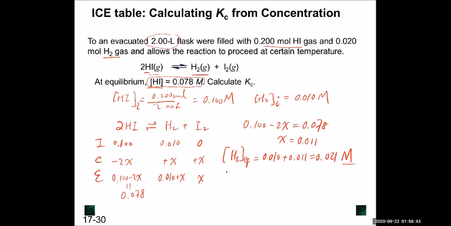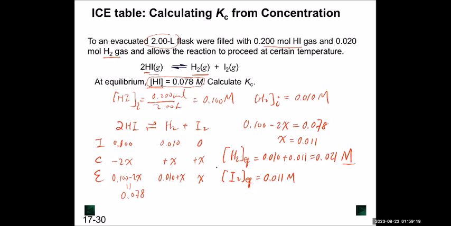And same thing with I2. The I2 equilibrium concentration is the initial, which is 0, plus x, that is x. So 0.011 is the concentration for I2. And so you can see we have the initial concentrations, and we know one of the product or reactant concentrations. We can solve the entire ICE table. And so we have all the concentrations.